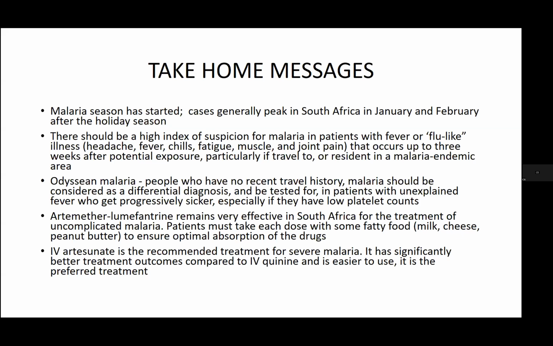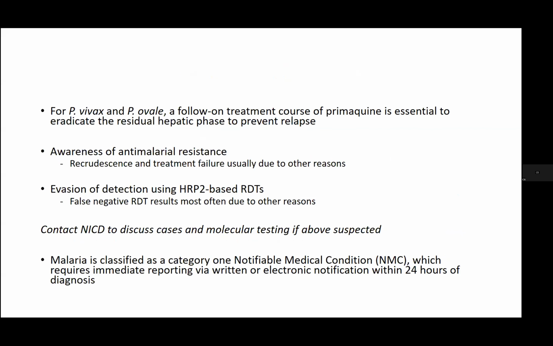Patients must take each dose with some fatty foods such as milk, cheese, or peanut butter to ensure optimal absorption of the drugs. IV artesunate is a recommended treatment for severe malaria and has significantly better outcomes compared to IV quinine, is easier to use, and is a preferred treatment.